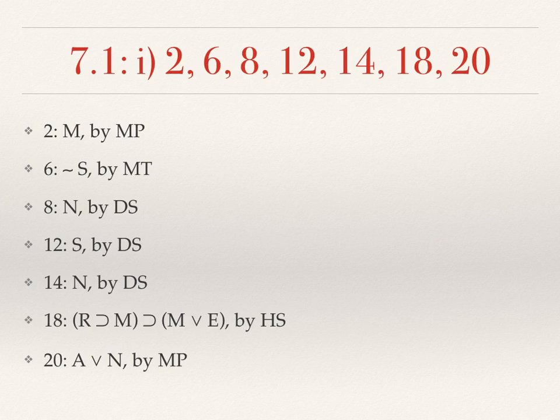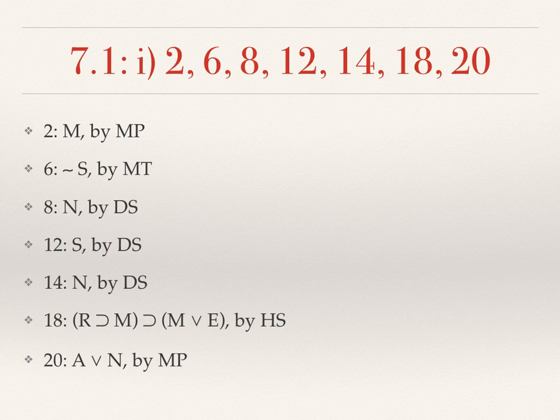Number 8, we have first premise, S implies W. Second premise is not S. And the third premise is S or N. The only thing we can conclude given those premises is N by disjunctive syllogism. So that would be 2 and 3, disjunctive syllogism.